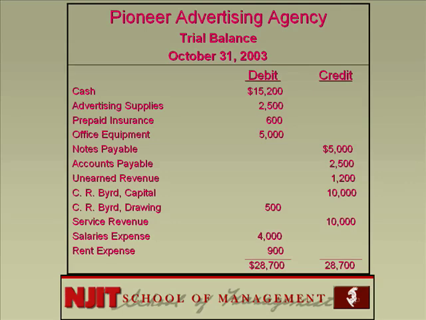It's the Pioneer Advertising Agency, and they chose October 31st as their closing date rather than December 31st. Here's how their trial balance looked. What I'd like you to do is to print this out. It's a problem we're going to do together, but I'd like you to print this out.